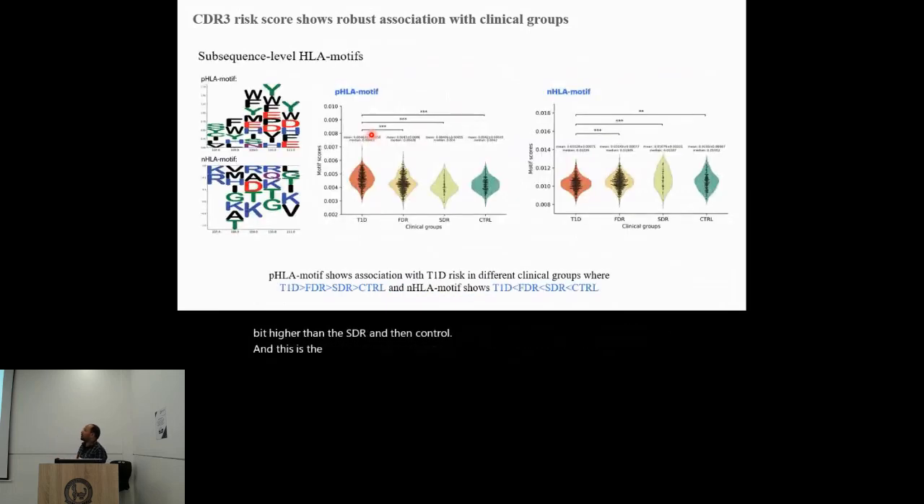The previous one was the repertoire level score, but now we also went to the subsequence level, HLA motifs. Based on these CDR3 phenotypes, we tried to assemble them together for different lengths, and we obtained a motif. For the positively associated motif, you see that the T1D risk score is much higher, and control has lower. But when you see the NHLA motif score, which is the negatively associated, so these are the protective motifs, they have a much higher score for the control compared to type 1 diabetes.